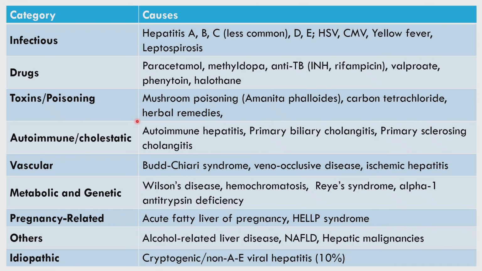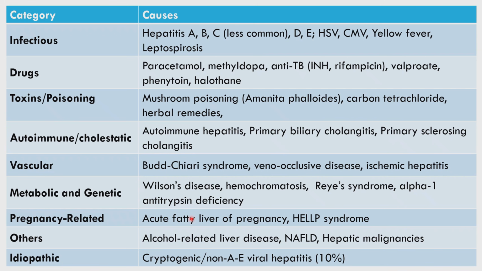It could be autoimmune or cholestatic. Autoimmune hepatitis, then primary biliary cholangitis and primary sclerosing cholangitis are implicated. But Budd-Chiari syndrome, veno-occlusive diseases, and ischemic hepatitis, which is the shock liver, are vascular causes of acute hepatic failure. Wilson's disease, hemochromatosis, and alpha-1 antitrypsin deficiency have all been implicated.